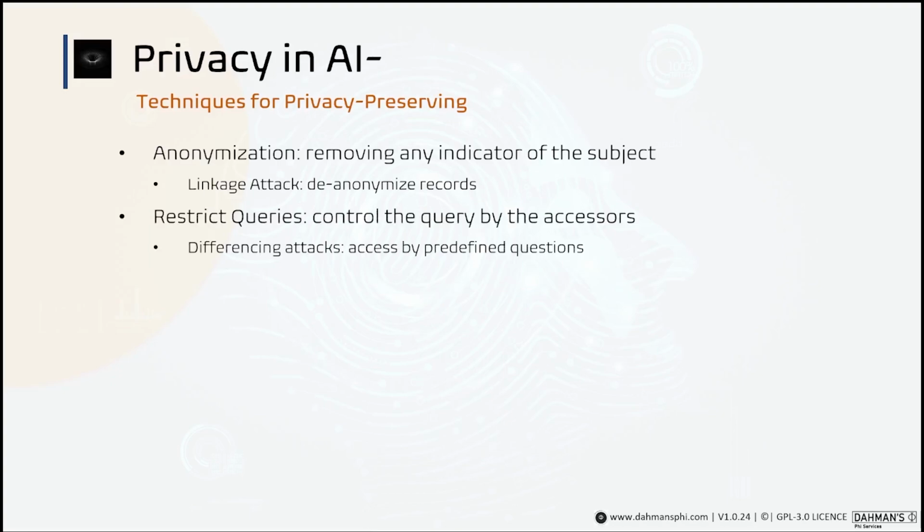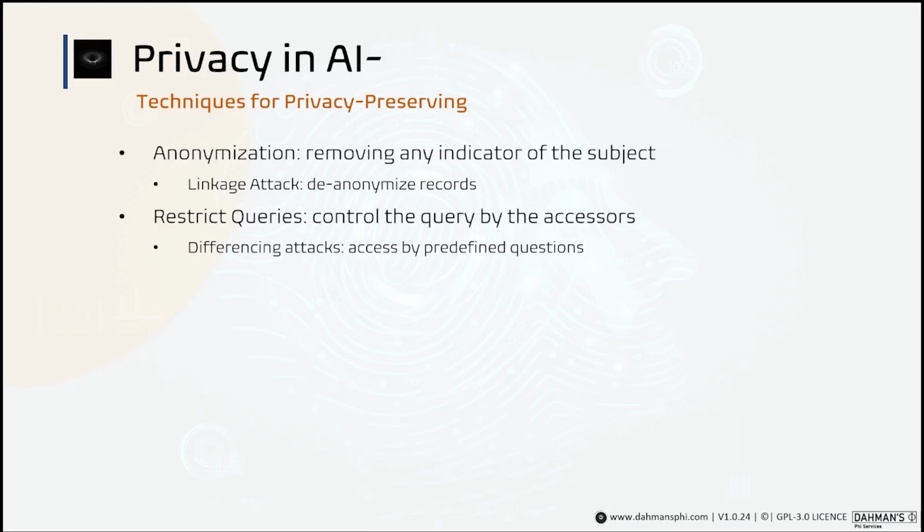The second technique is called restricted query, which usually says that before I answer a query, there are some restrictions or rules. For example, you cannot query a dataset by saying, is Mr. X in this dataset? That's a direct query, and the server should not answer such questions.